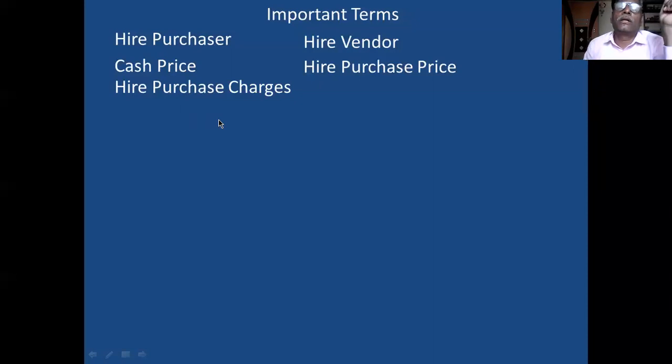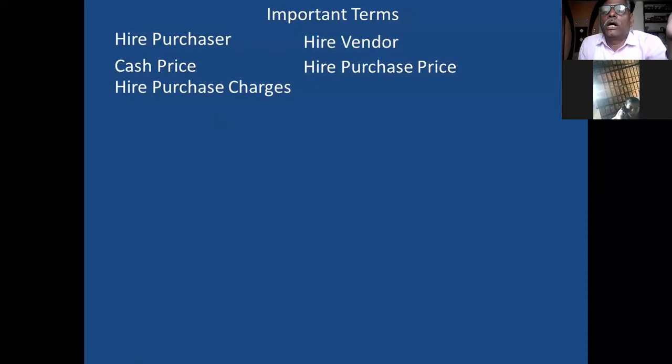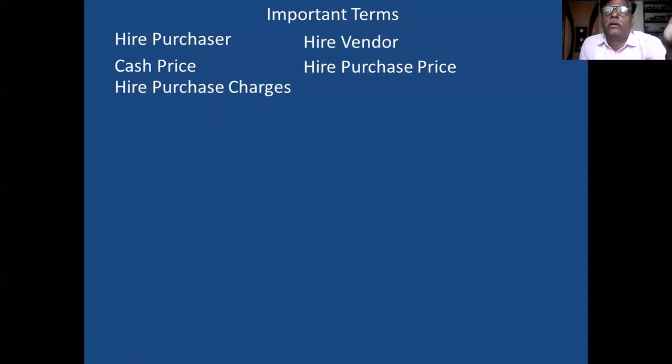And next is hire purchase charges. Hire purchase charges means whatever extra charge is included in the cash price, that is called hire purchase charges. Hire purchase charges is nothing but interest. It is interest for late payment on the installment. Remember this. Then what is cash down?